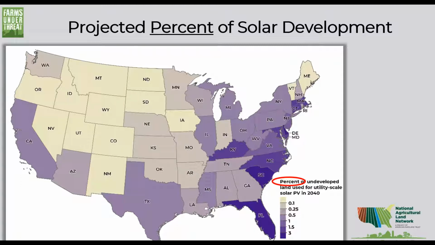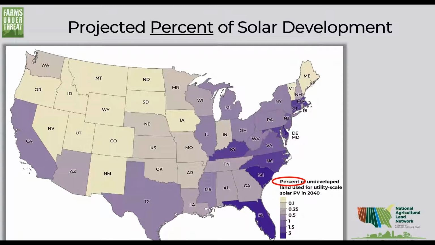However, we think it's essential that we plan carefully so that our most productive, versatile, and resilient land is not compromised. We also think it's possible for agriculture and solar to coexist in mutually beneficial ways. This map here shows the percent of undeveloped land projected to be used for utility scale solar photovoltaics energy generation facilities by state in 2040.